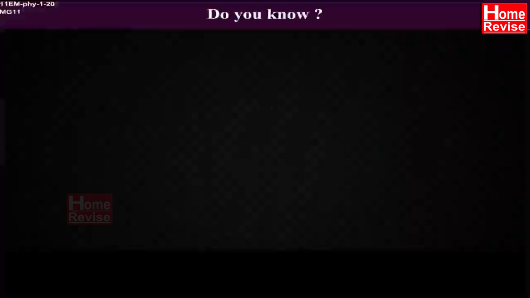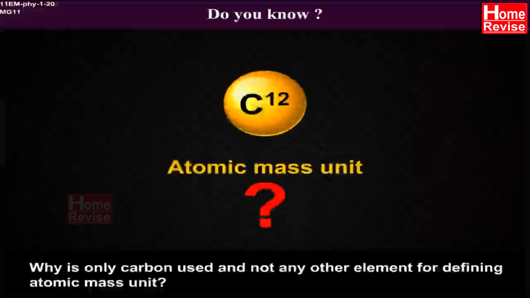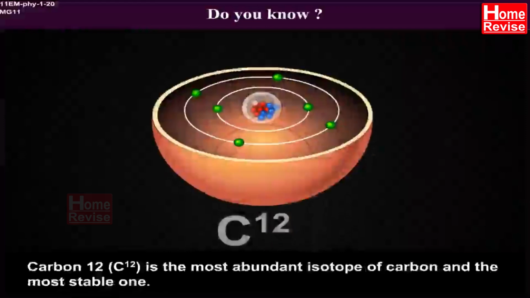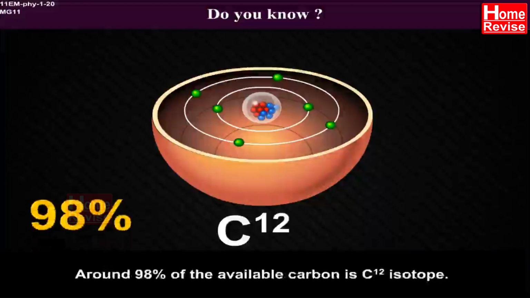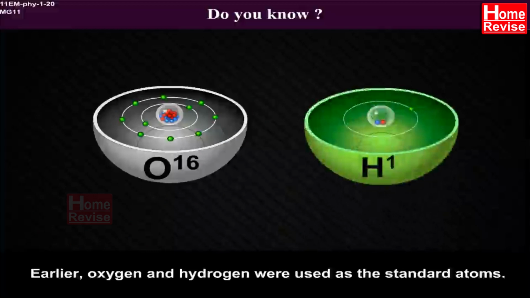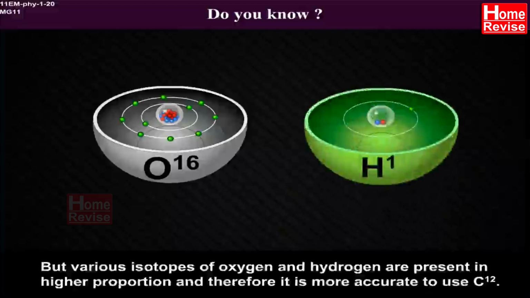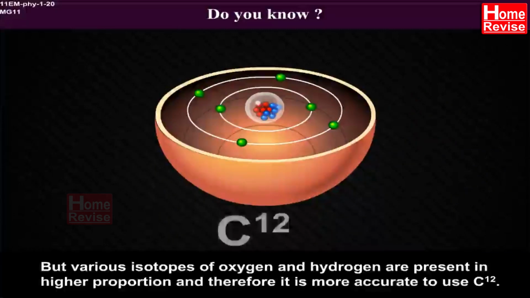Do you know why only carbon is used and not any other element for defining atomic mass unit? Carbon-12, C12, is the most abundant isotope of carbon and the most stable one. Around 98% of the available carbon is C12 isotope. Earlier, oxygen and hydrogen were used as the standard atoms, but various isotopes of oxygen and hydrogen are present in higher proportion, and therefore it is more accurate to use C12.